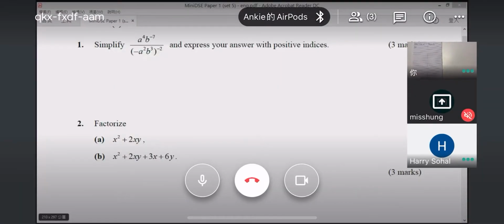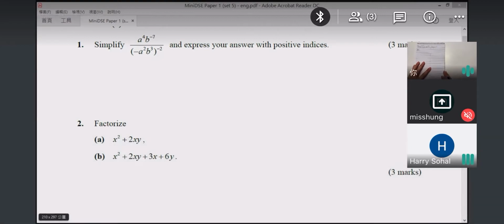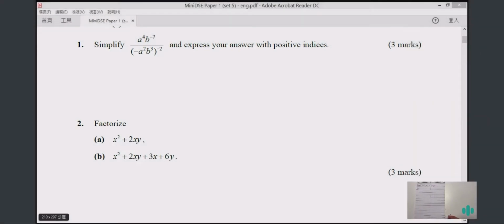Okay. So today I am going to go through the paper, the miniDSE Set 5, paper 1. This section will go through number 1 to number 9, which is the section A1. So this is a simple question from number 1.